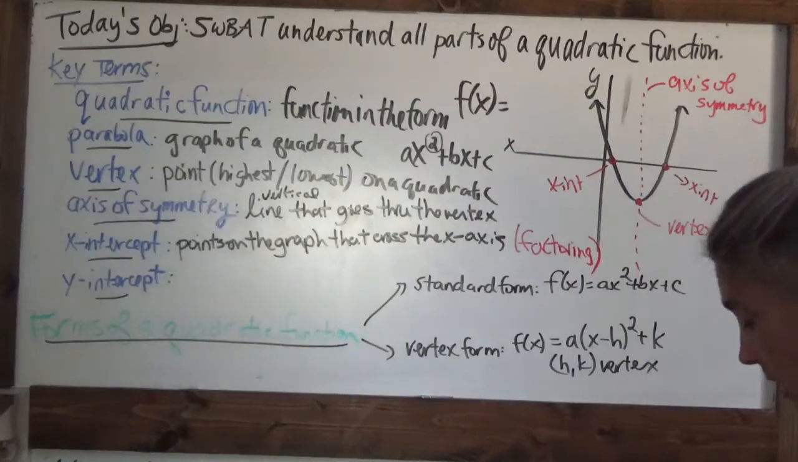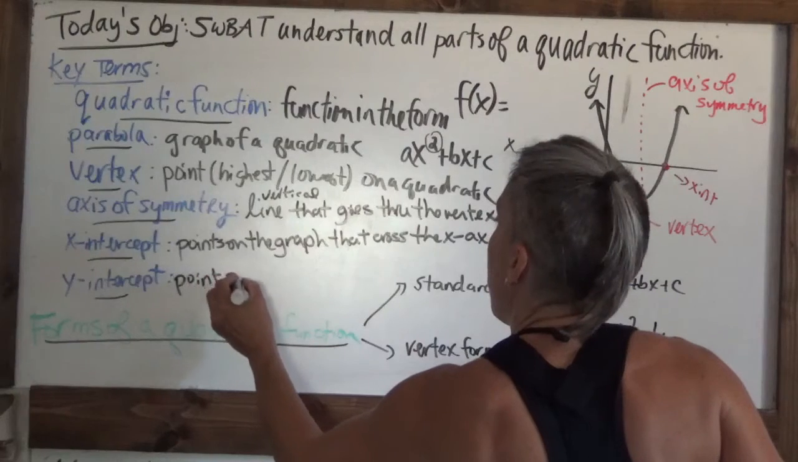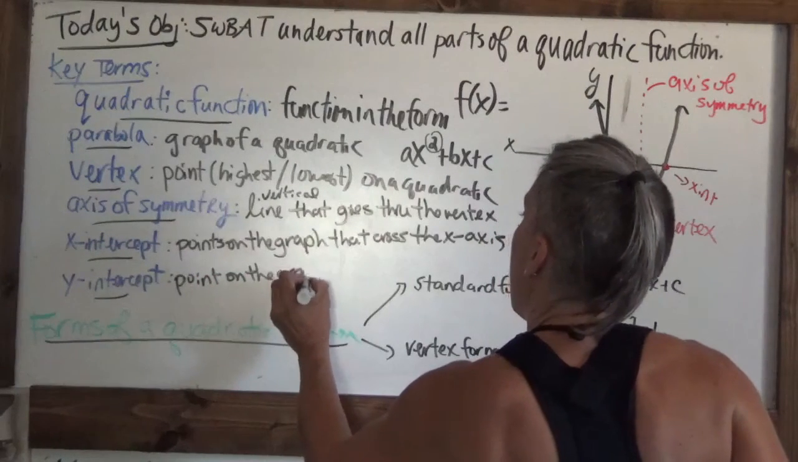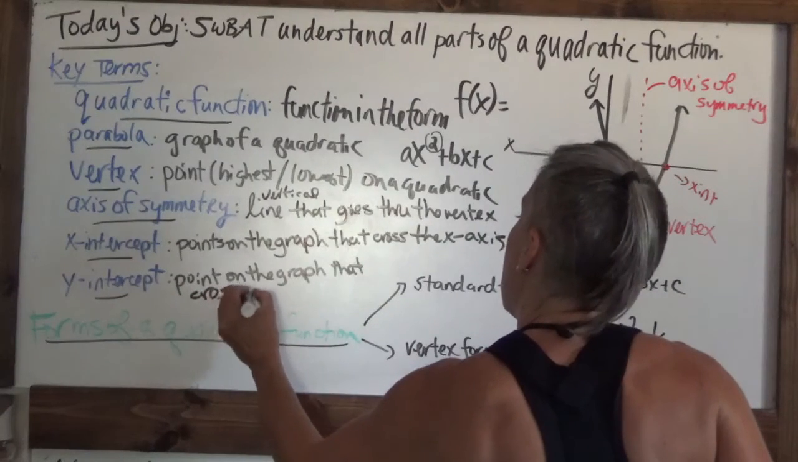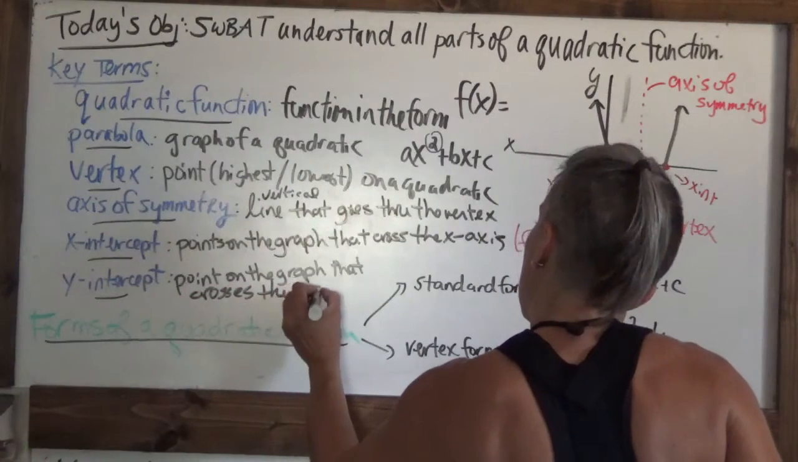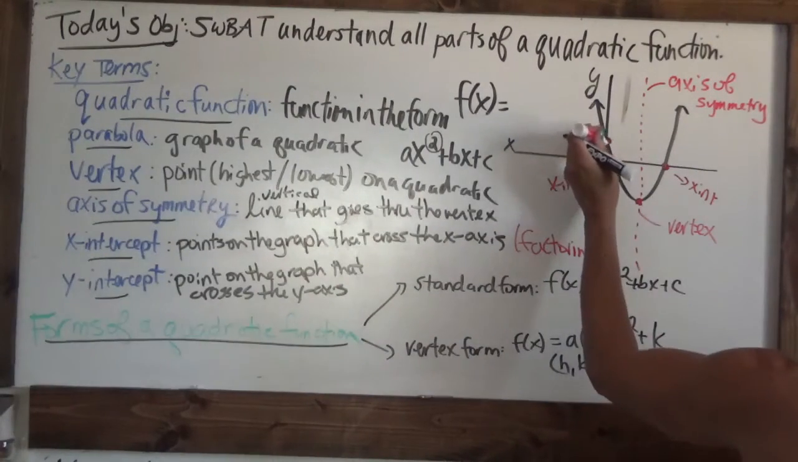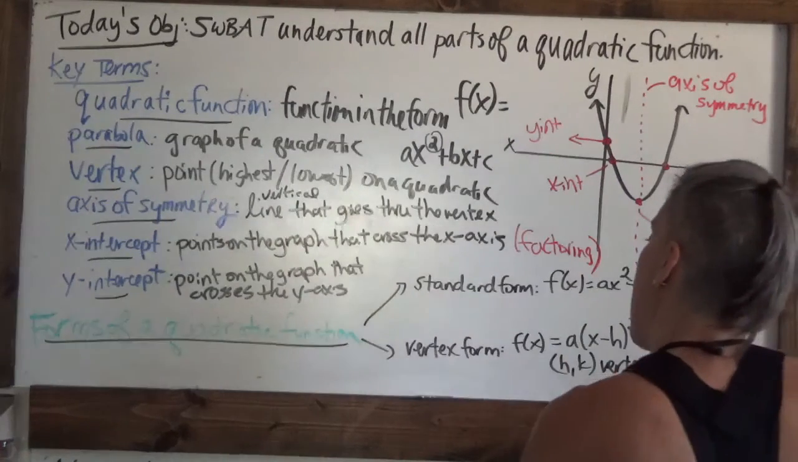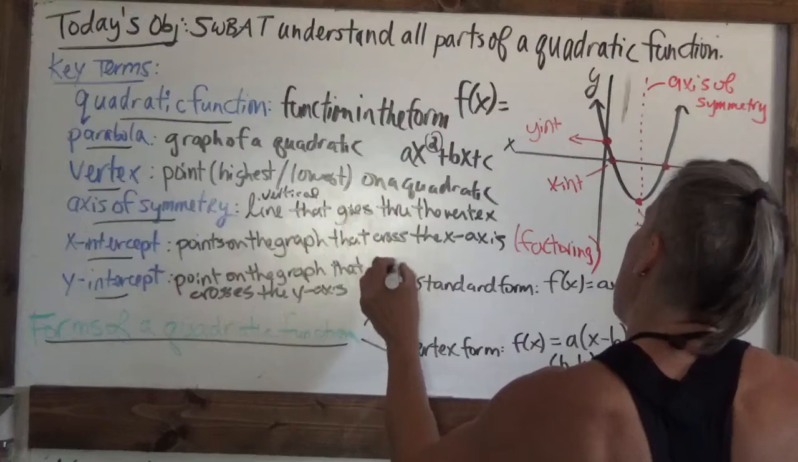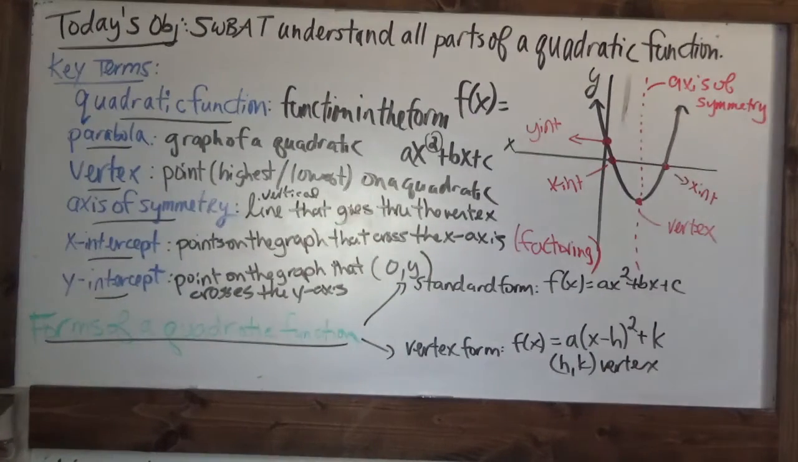What's a y-intercept? A y-intercept is a point on the graph that crosses the y-axis. So we have one right here, it's crossing here on the y-axis, that's my y-intercept. If I was to actually name the point, it would be 0, comma, wherever it is on the y, whatever point that is.